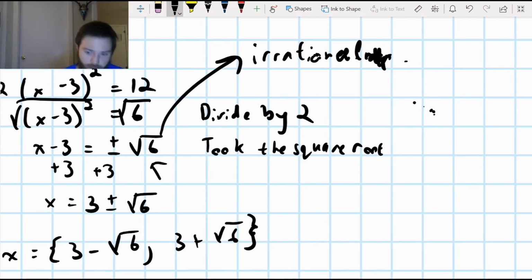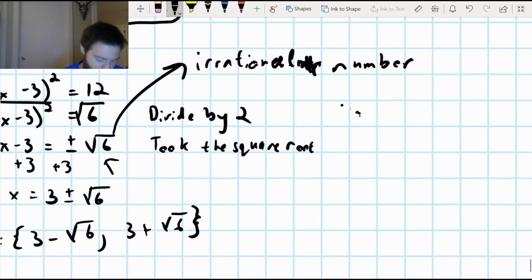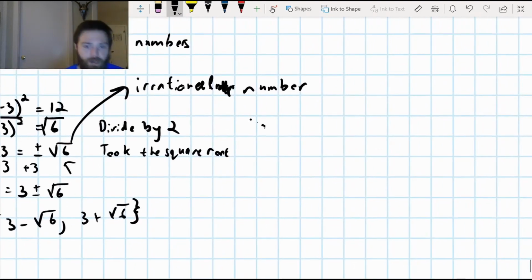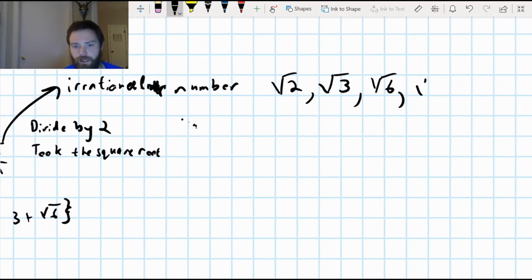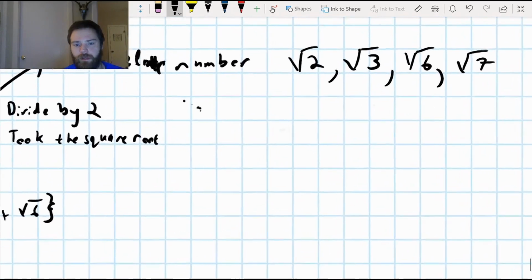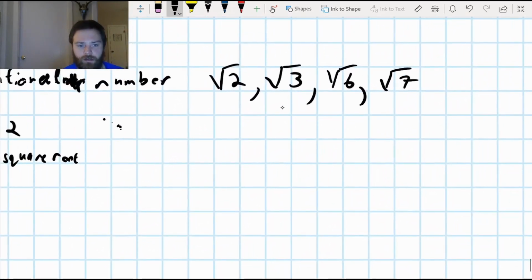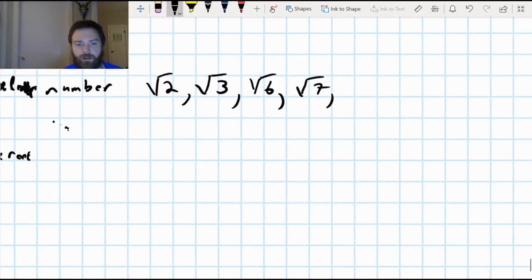So an irrational number is just a number that never terminates and never repeats. So in this case, root 2 would be 1.41 and so on, root 3 is 1.73 and so on, and then we just found root 6 is 2.45 and so on. Root 7 is probably 2.64 and so on. Anything you can't take the square root of evenly without a calculator. You use a calculator, you'll get not exact, but really close approximations.